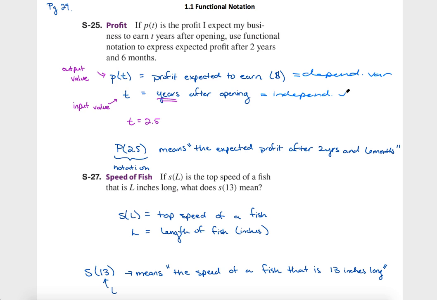So then if I actually had a formula for this problem, when I graph it, oh gosh, that's such a horrible line, but when I graph this, that means I would graph T on the horizontal axis and P of T on the vertical axis.